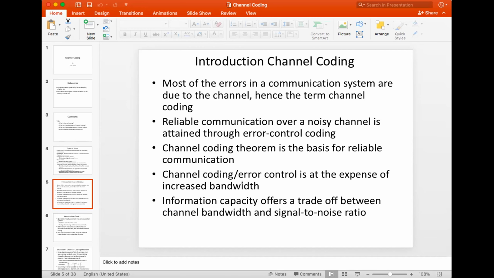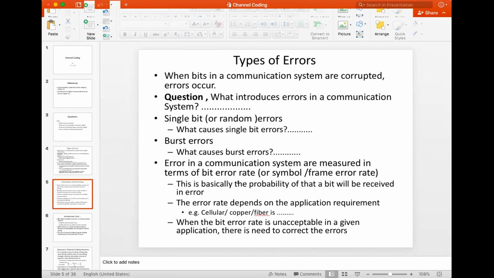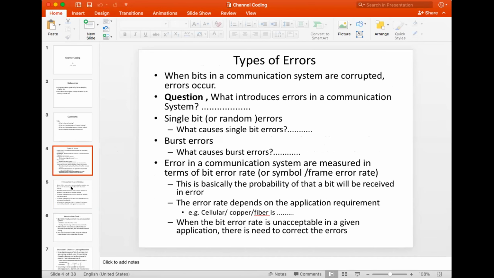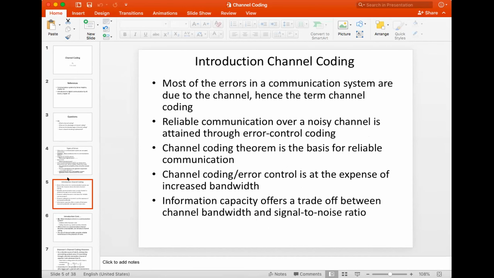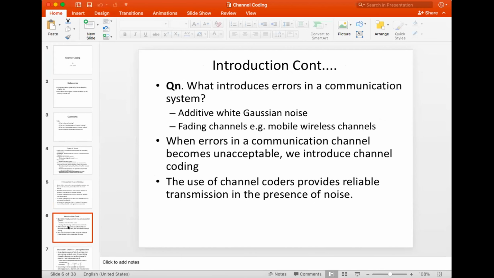But remember, as a communication engineer, you're trying to make sure that you find the optimal solution of reducing the errors and the optimal solution of using your bandwidth. So the information capacity offers a trade-off between the channel bandwidth and the signal-to-noise ratio. And of course, as we are going to be seeing, we'll see how this actually works.